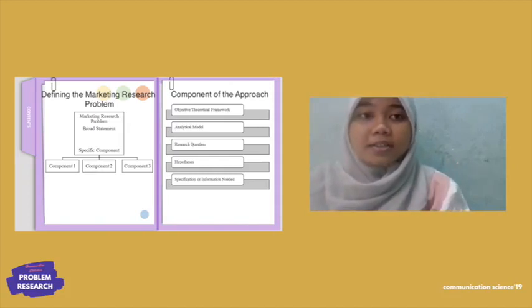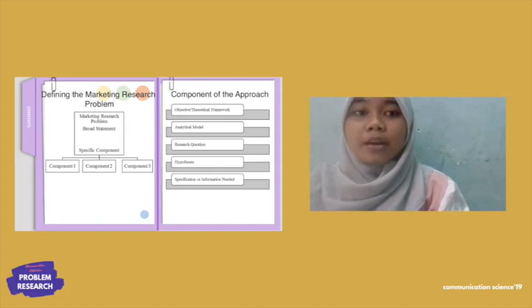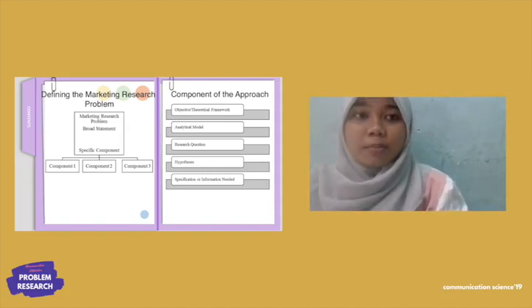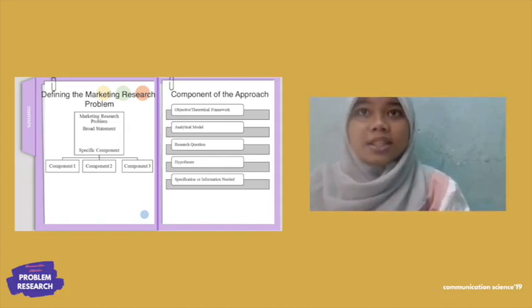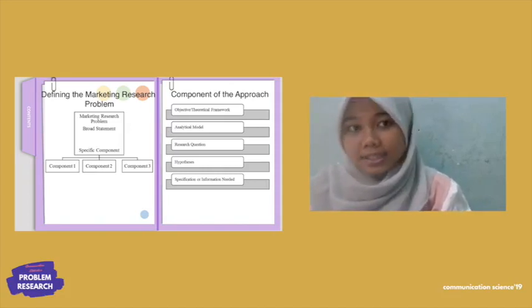First, these distinctions are: the management decision problem asks what the decision makers need to do. Meanwhile, the marketing research problem asks what information is needed and how it should be obtained. Next, the management decision problem is action oriented. Meanwhile, the marketing research problem is information oriented. Next, the management decision problem focuses on symptoms. Meanwhile, the marketing research problem focuses on the underlying causes.